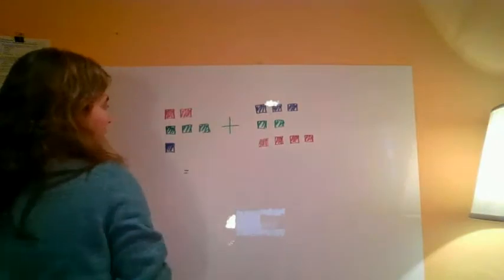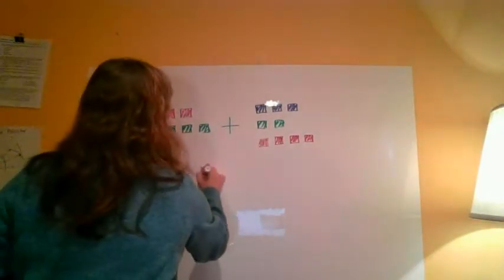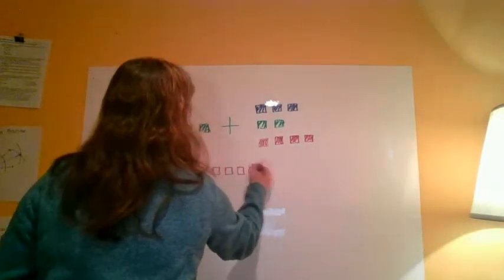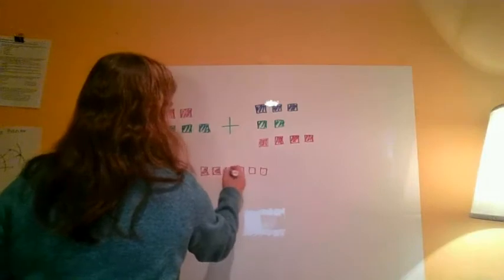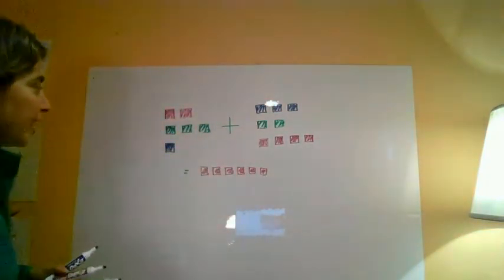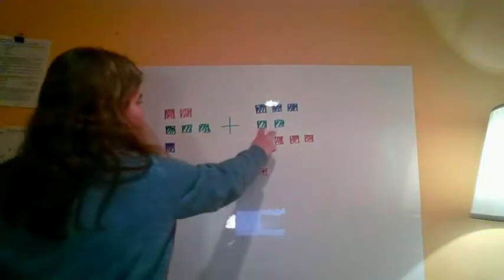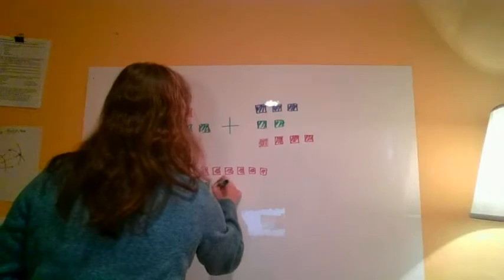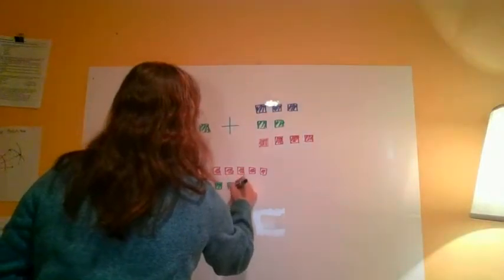So I can put all the red blocks together, and I'm going to have 6 red blocks, 2 from the first group and 4 from the second group. And then for green blocks, I had 3 green blocks. I have 2 more green blocks. So I'm going to have 5 green blocks.